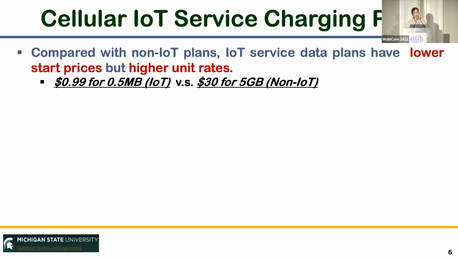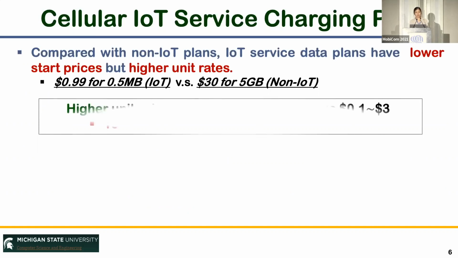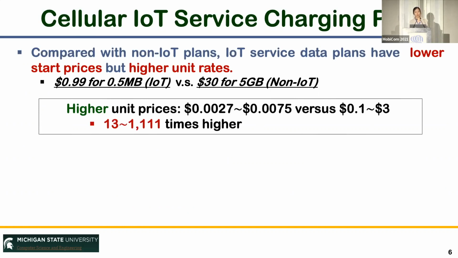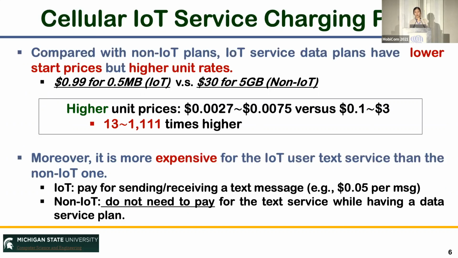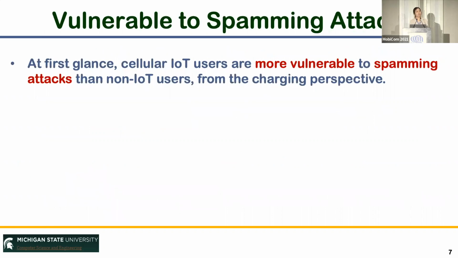Then in practice, most massive cellular IoT users demand only small data volumes. So the carrier provides them with service plans that have a lower start price, but higher unit rates. Moreover, the cellular IoT users need to pay for each text message. But for non-IoT users in the US, most of them usually do not need to pay for texts while they have a data service plan. So at first glance, cellular IoT users are more vulnerable to spamming attacks.